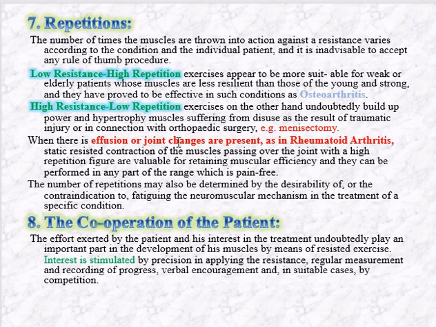And when there is fear or joint changes are present, for example, rheumatoid arthritis, then static resisted contraction of the muscles passing over the joint with a high repetition figure is valuable for maintaining muscular efficiency, and it can be performed in any part of the range which is pain free. The number of repetitions may also be determined by the desirability of, or the indication for, fatiguing the neuromuscular mechanism in the treatment of a specific condition.